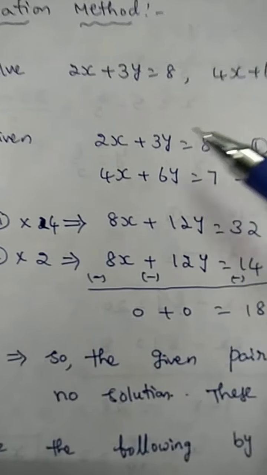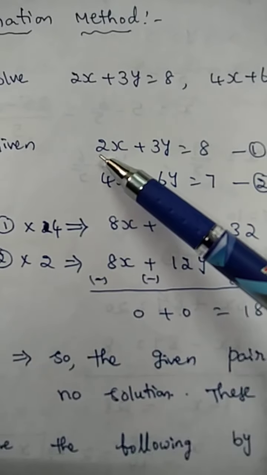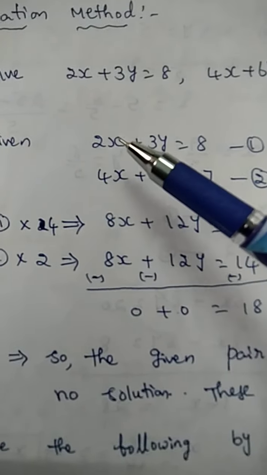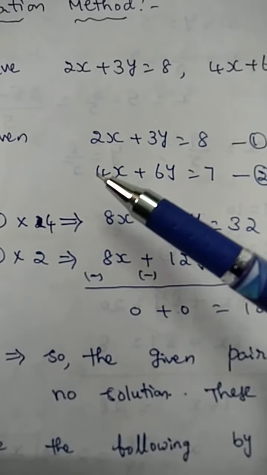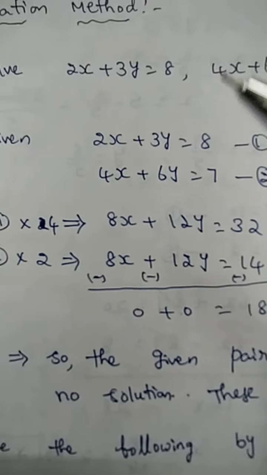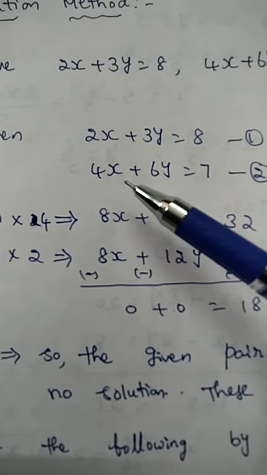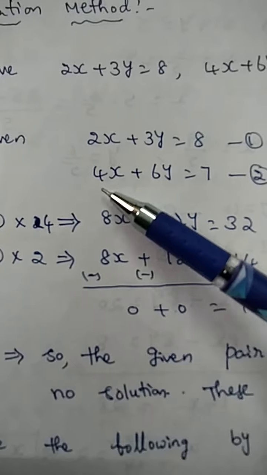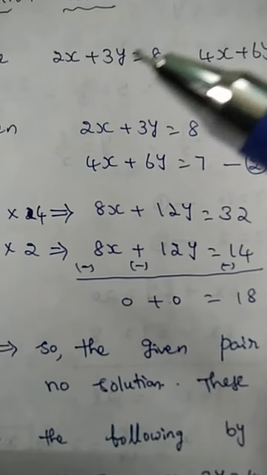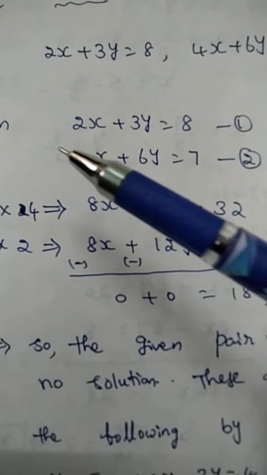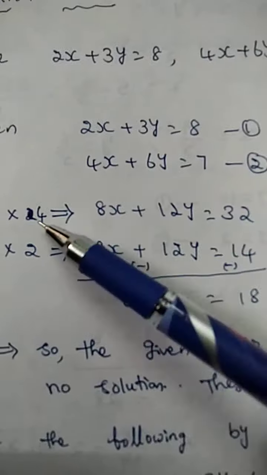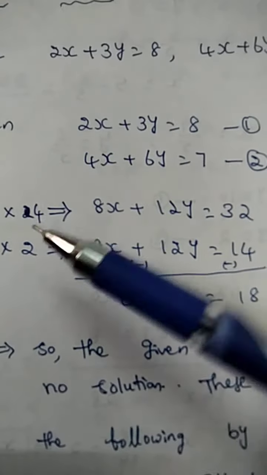Here, how can we make them equal? First, observe the first equation: the x coefficient is 2. The second equation's x coefficient is 4. To make both equal, the first equation is totally multiplied with the second equation's x coefficient. Why? Because we equalize the x coefficients. If we want to equalize the y coefficients, then the first equation is totally multiplied with the second equation's y coefficient. Clear?